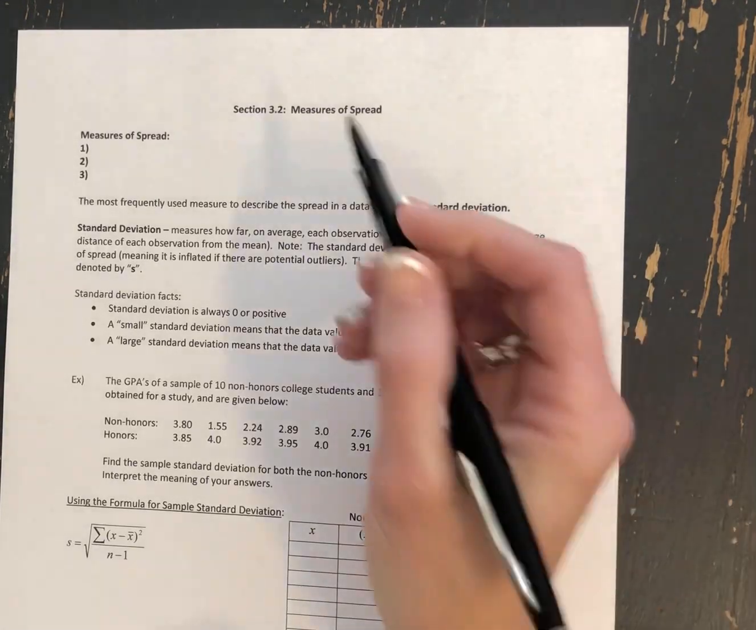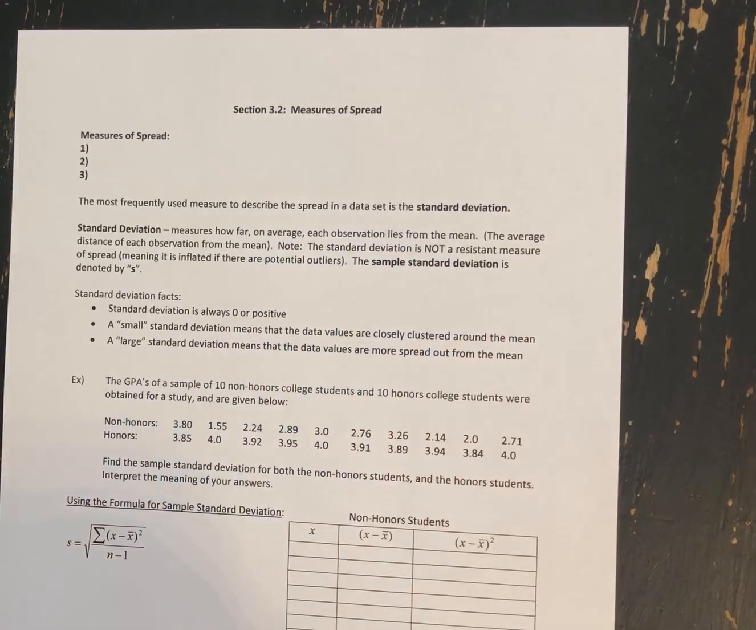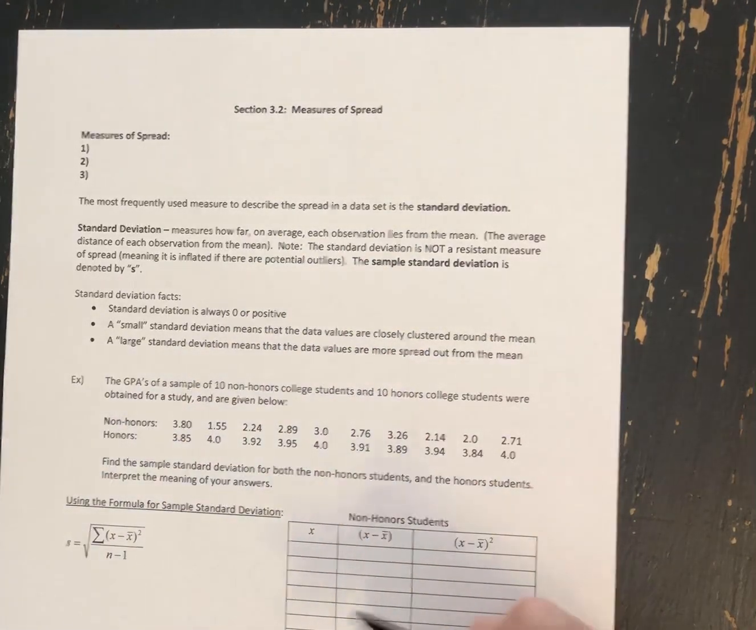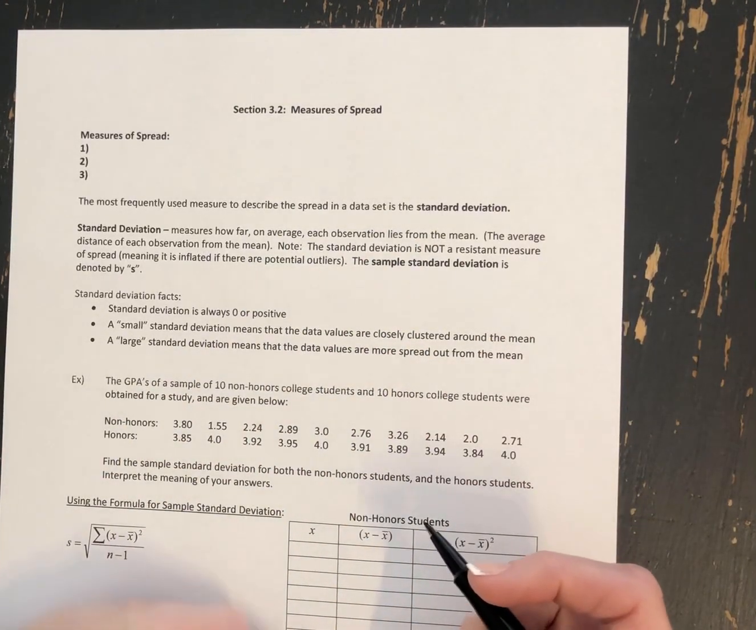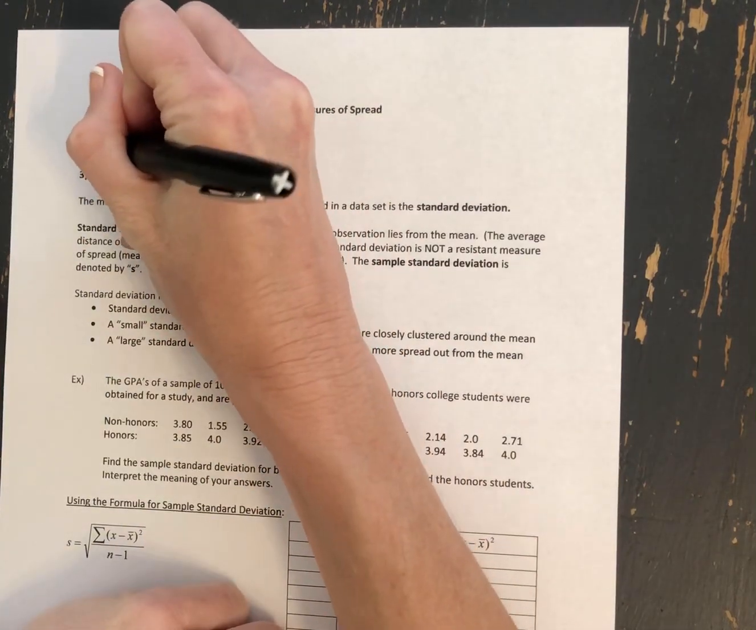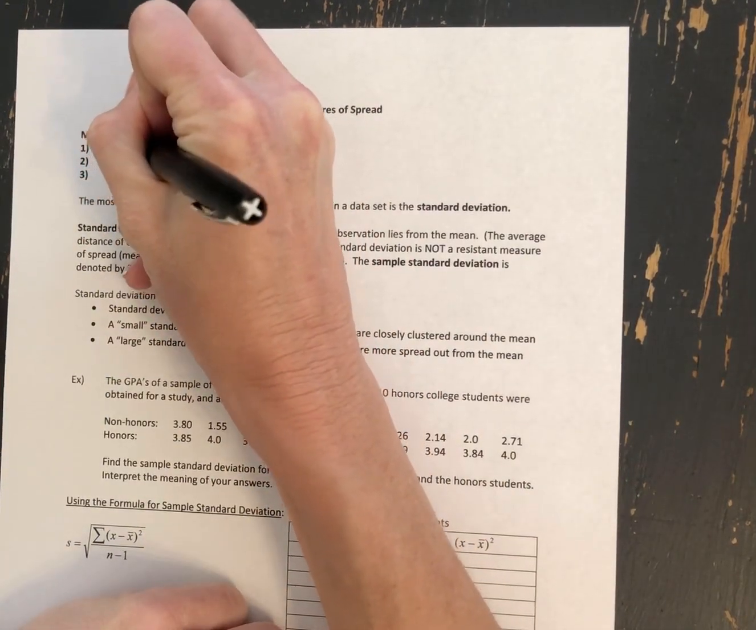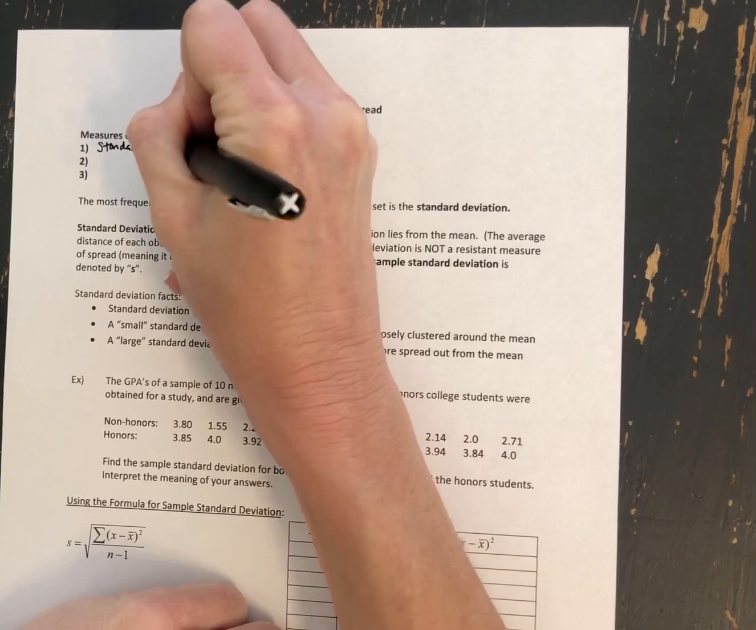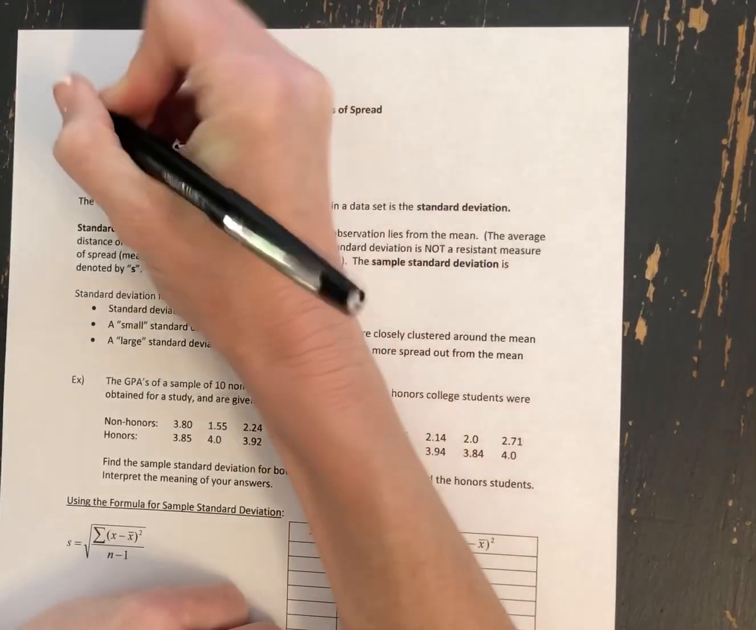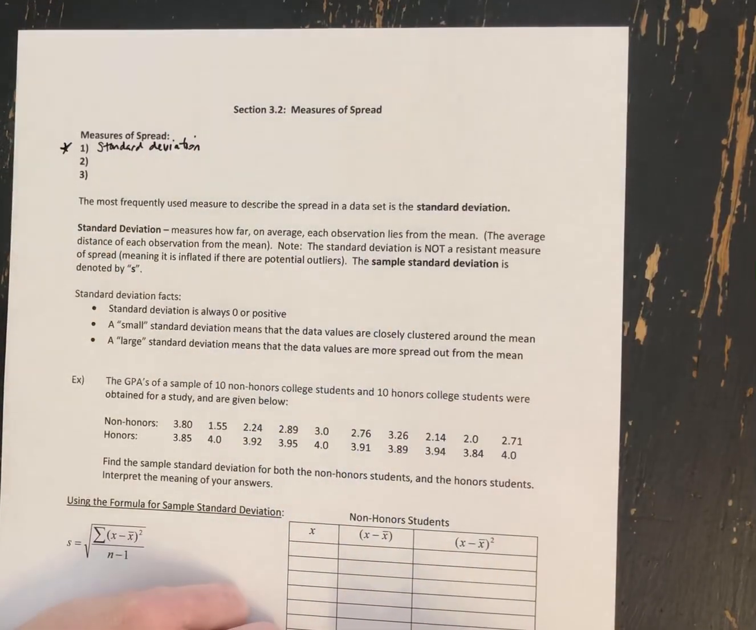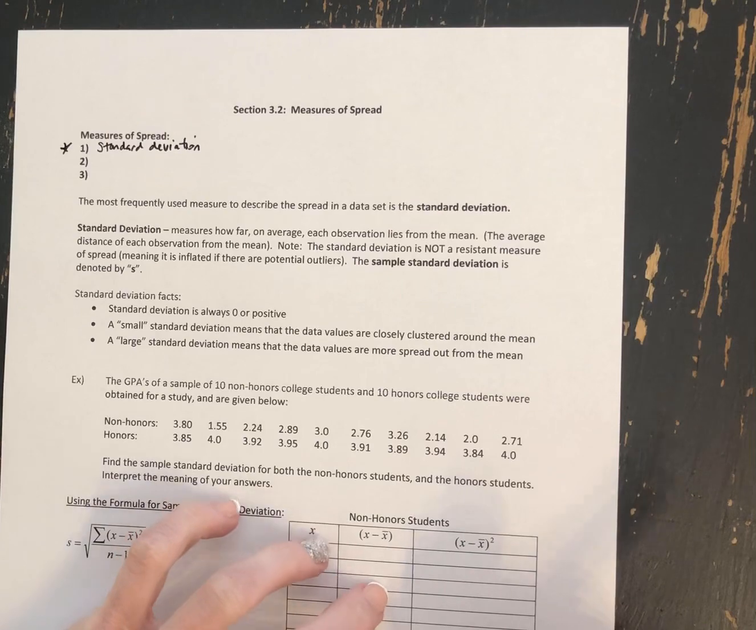This video is going to be a discussion about measures of spread. We're going to learn about 3 measures of spread. The first being standard deviation, which again, I'm going to put a star by that one. That's going to be the big one we focus on for the majority of our course, and that's what we're going to focus on in this video.